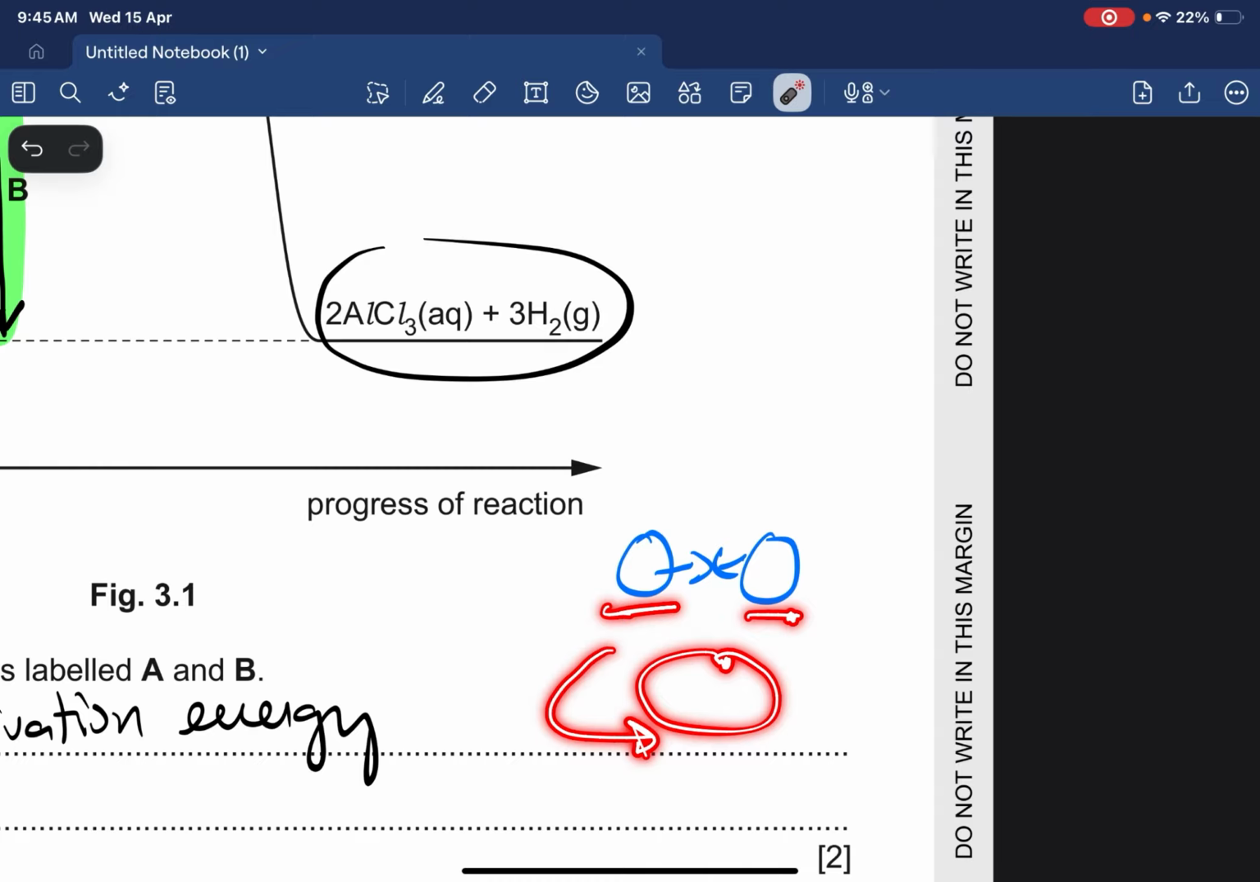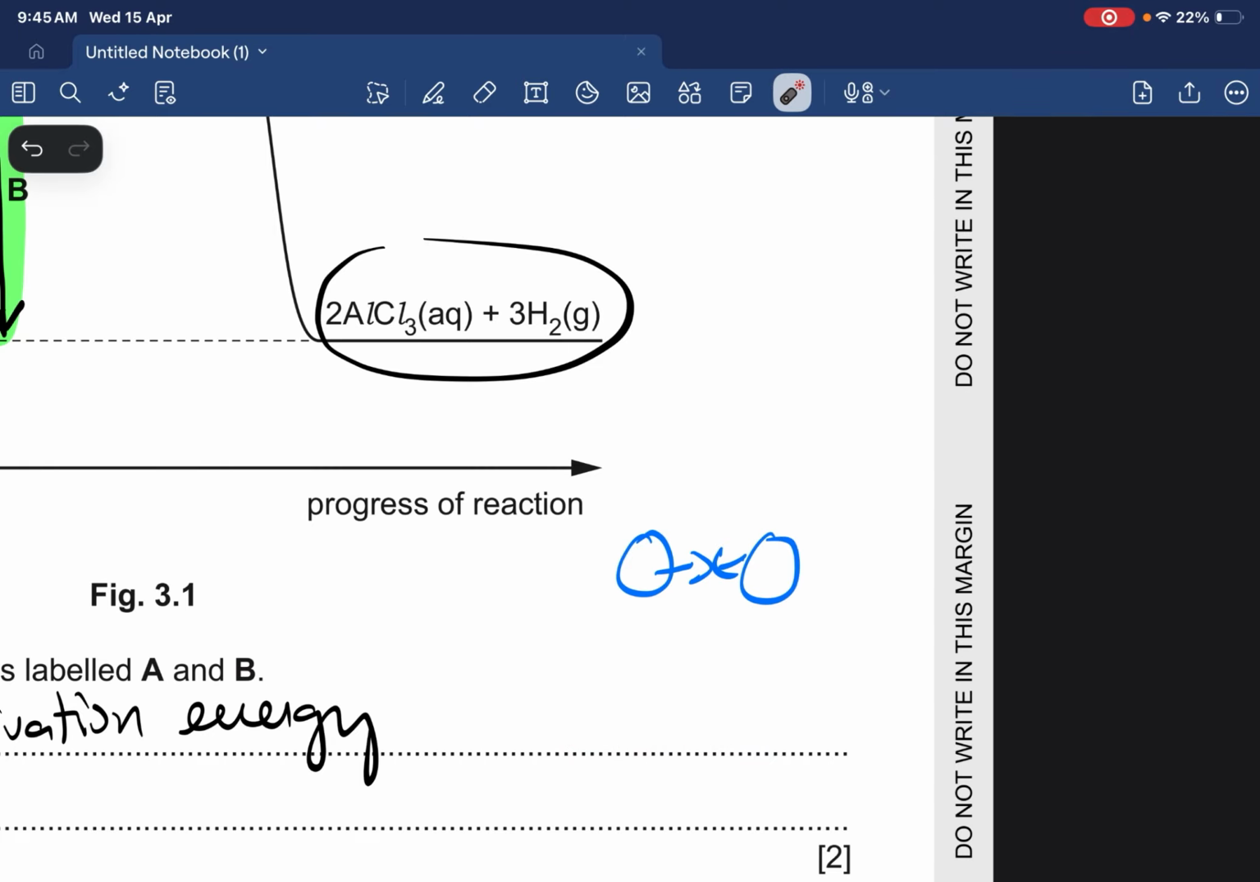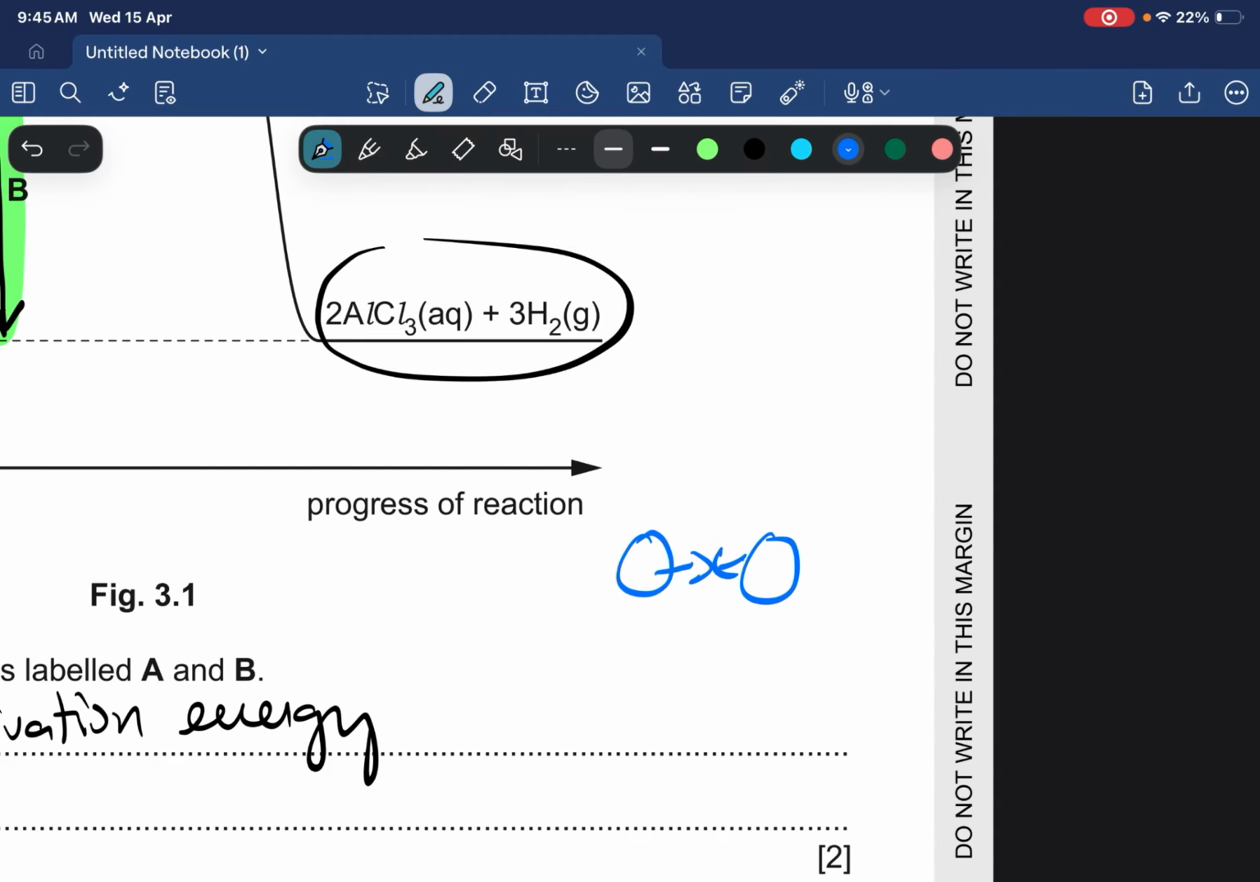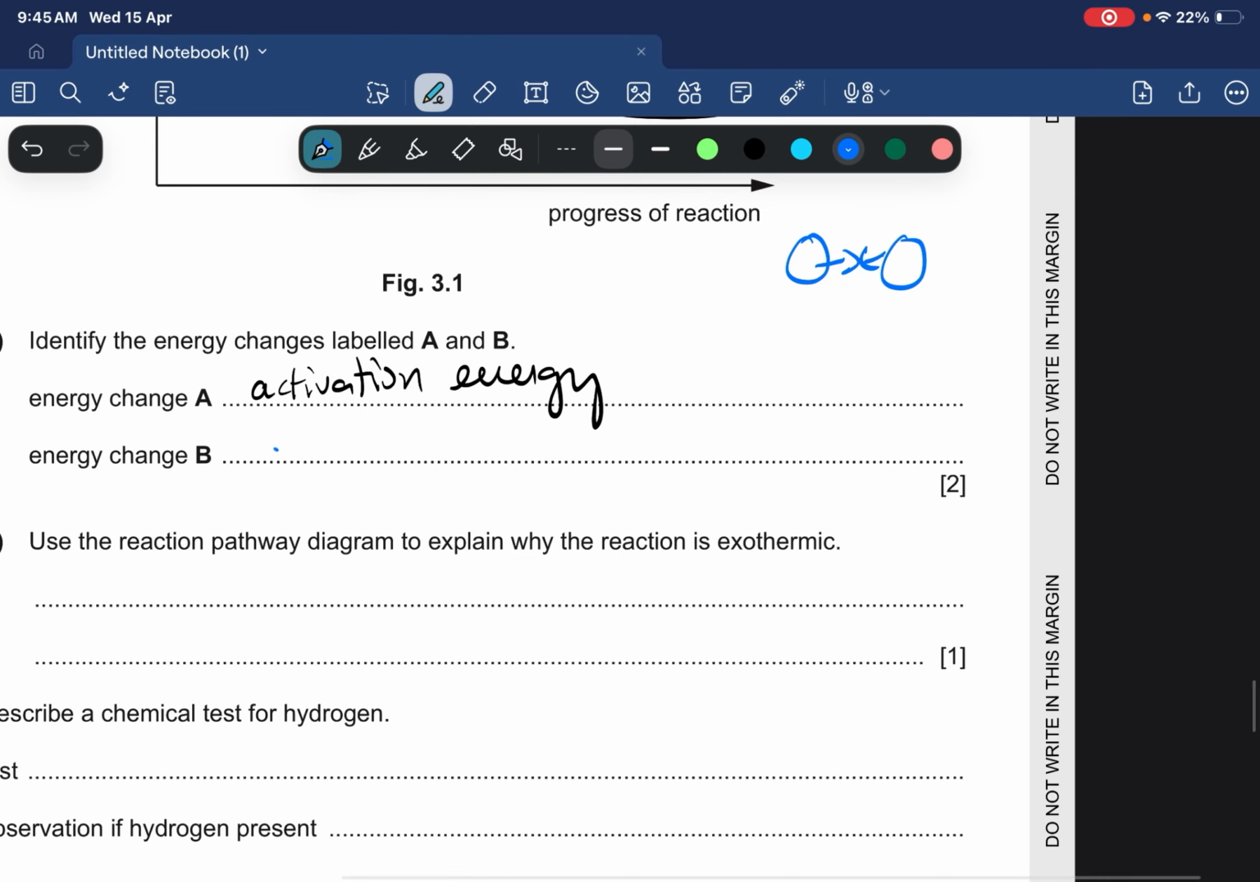they're not going to form product. They are going to collide, but the product is not going to be formed. For product to form, you need effective collisions. You need collisions that have activation energy, okay? So that's what I want to say over here.